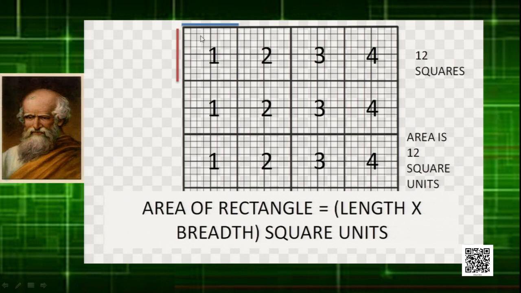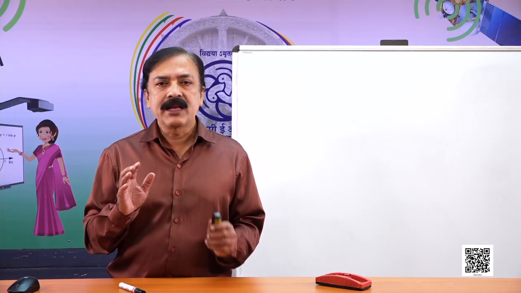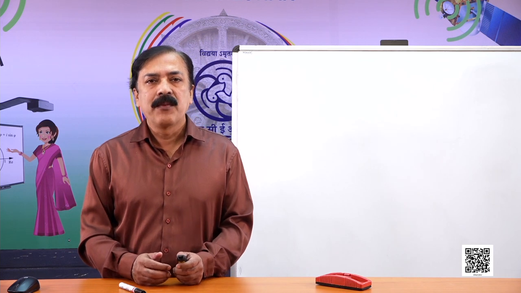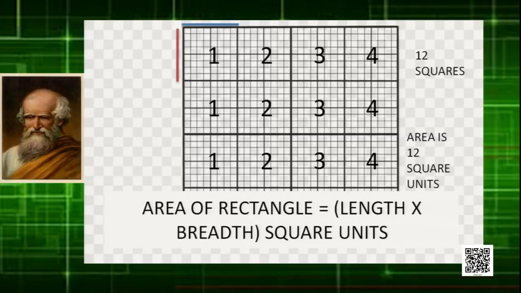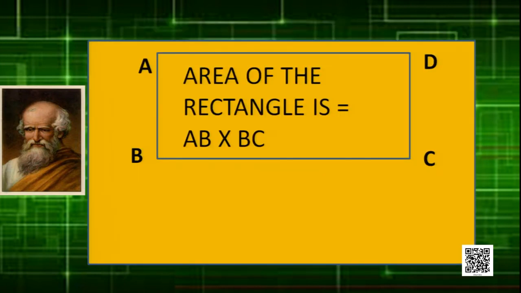Now, you see, in length it is 4 units, and in breadth it is 3 units, and the area is 12 square units. So, we can say that the area of a rectangle is equal to length into breadth, that is 4 into 3 square units. So, in the case of a rectangle, we have a formula: the area of the rectangle is equal to length into breadth.